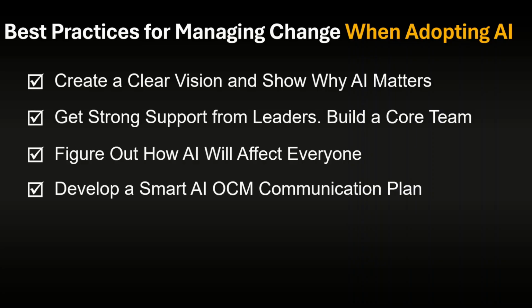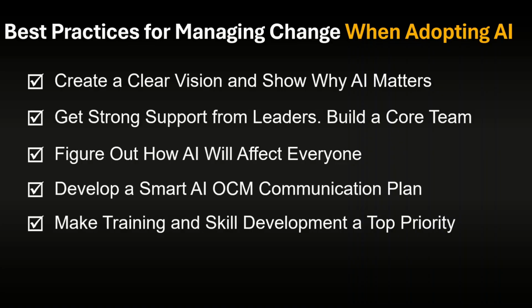You also want to develop a smart AI OCM communication plan. Have an open and ongoing communication strategy for AI implementation. Take a look at the free strategic playbook, which goes into detail on how best to address employee concerns directly, how best to provide awareness about what AI will do and what AI will not do, how AI will help people become more effective and increase productivity, and how you should be sharing success stories. All of those things are key to increasing AI adoption within your organization.